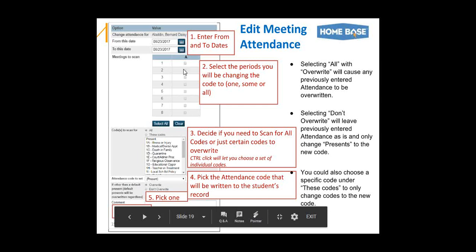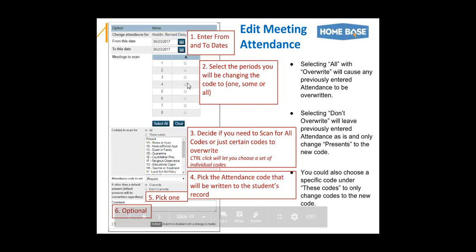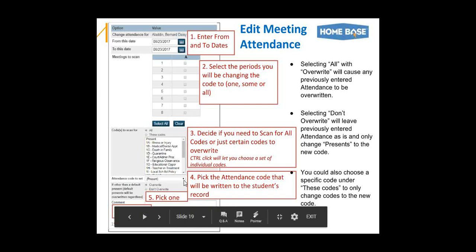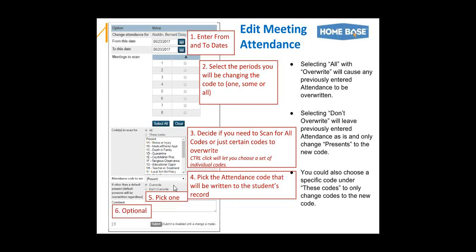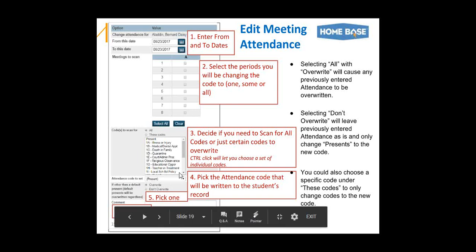So first, you're going to choose the codes or the periods that you want to change the code for. Decide if you want to look for only a very specific code, and then choose the code you want it to be, whether you want to overwrite it, put a comment in, and submit the page.